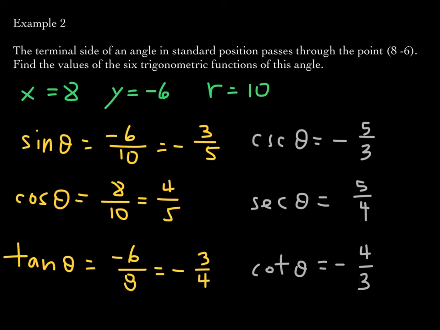Remember, we're getting these values from the definition of the 6 trig functions. Remember, sine of theta is y over r, cosine of theta is x over r, tangent of theta is y over x, and so forth. All right, good job, everybody.